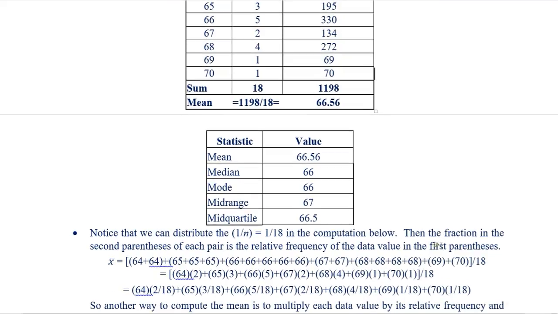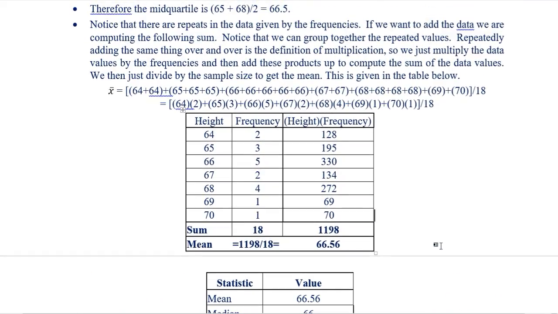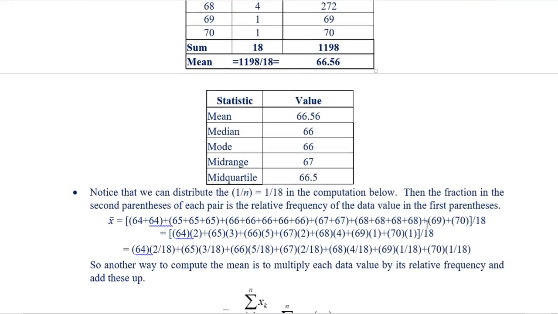Now one thing that's kind of interesting is this is all over 18, or it's 1/18th times this. We can distribute this and then put it under each one, and it would be 64 times 2/18ths, plus 65 times 3/18ths, plus 66 times 5/18ths. Those 2/18ths, 3/18ths, and 5/18ths are the relative frequencies.